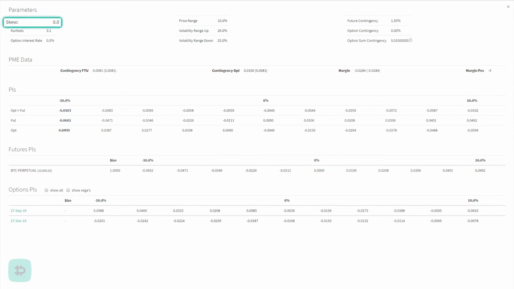Skew is a degree of distortion from a symmetrical distribution curve. Kurtosis is the measure of how steep this volatility curve is. You can see the current values being used in the calculations here.